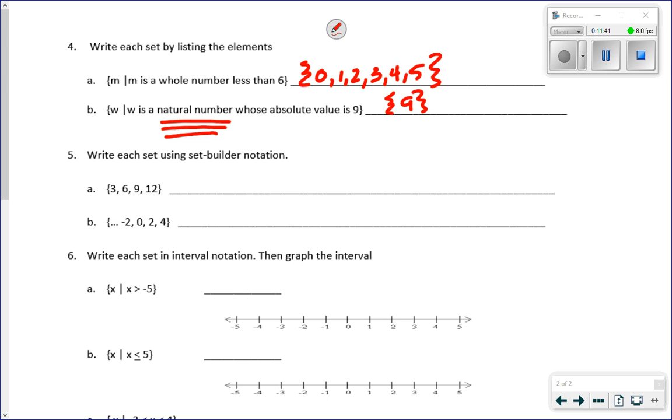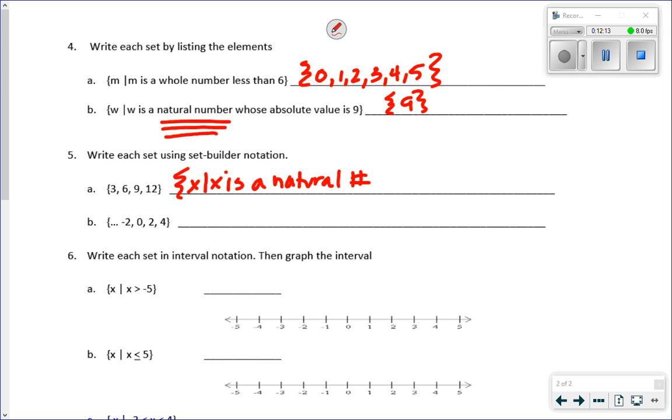All right, part 5, we are going in the other direction. So this time we have to come up with the words, so we need to write these in set builder notation. So I'm going to start with my variable. I'm going to use x. So the set of all x such that x, well, what kind of number is it? Let's see, it's a whole number, it's a positive integer, it is a natural number, so you could use any of those. I'm going to say it's a natural number.